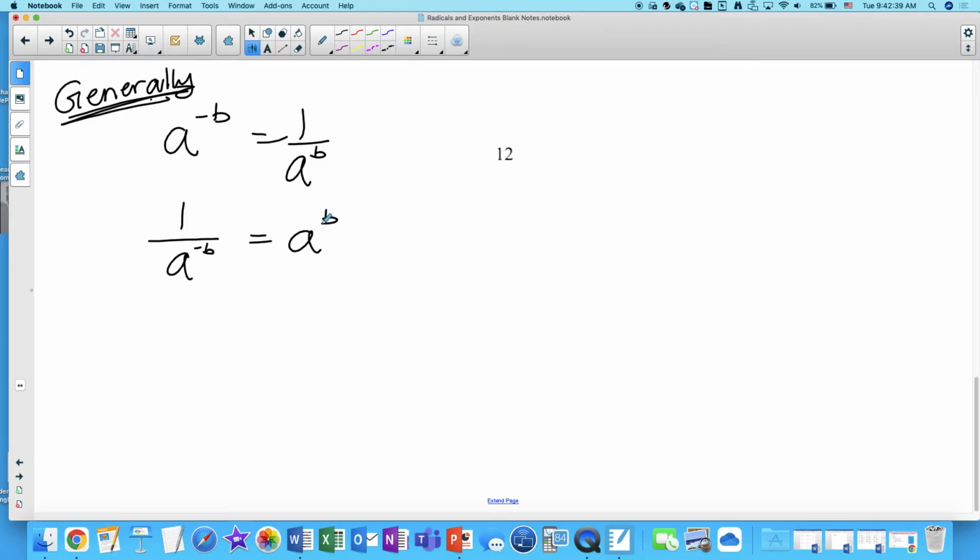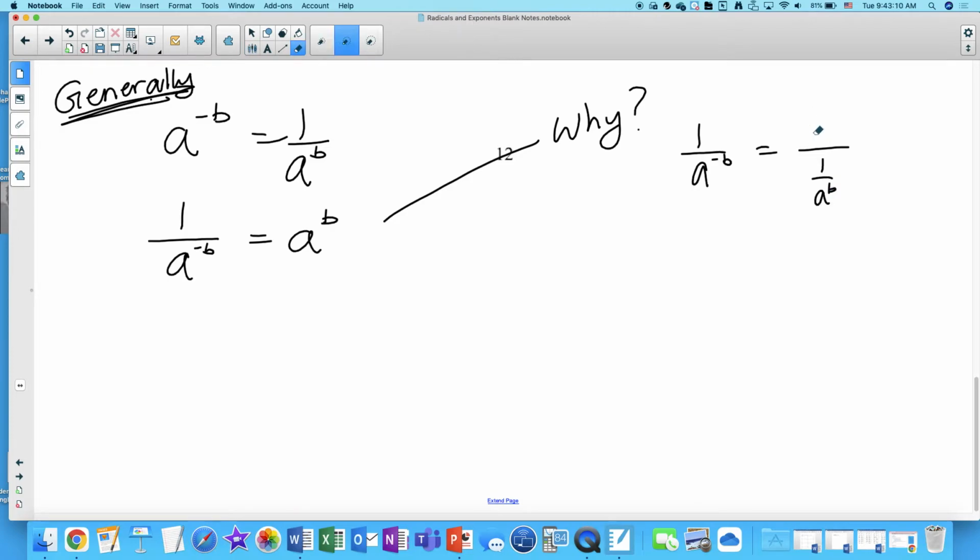Why is that? Okay. Well, if we follow the same rule as above, 1 over a to the negative b is 1 over 1 over a to the b, because that's equal to that. Okay? Now, this numerator, I'm actually going to write it as a fraction as well. 1 as a fraction is just 1 over 1.